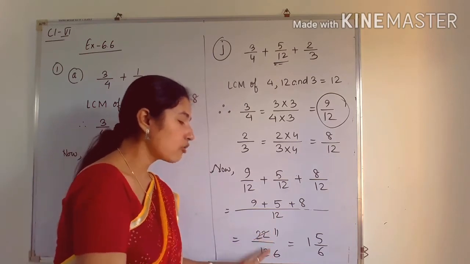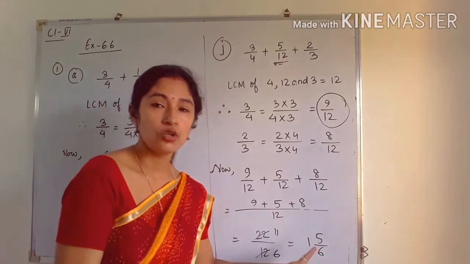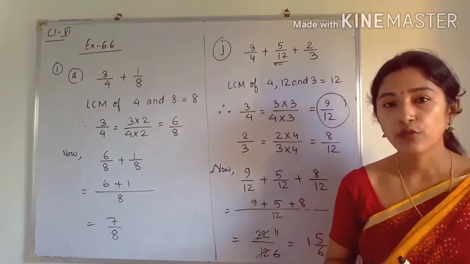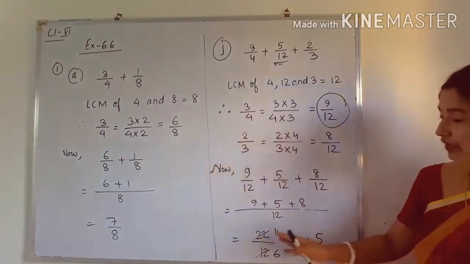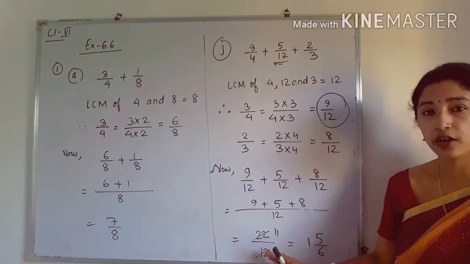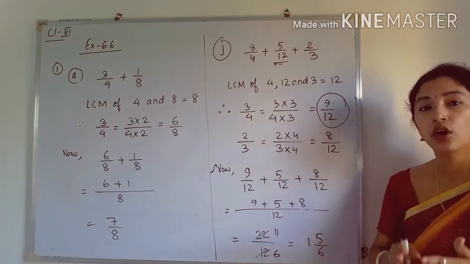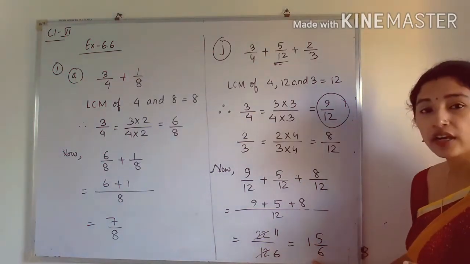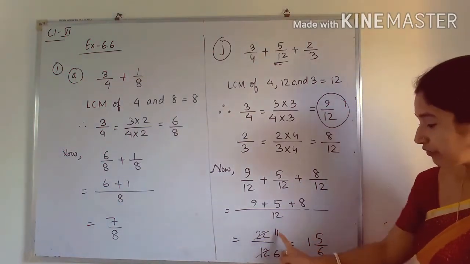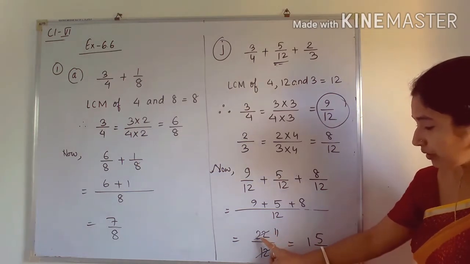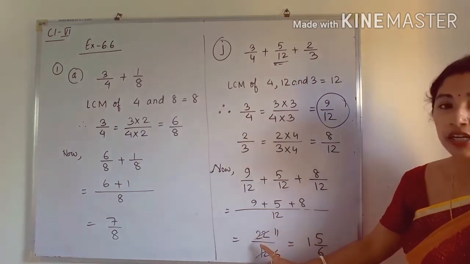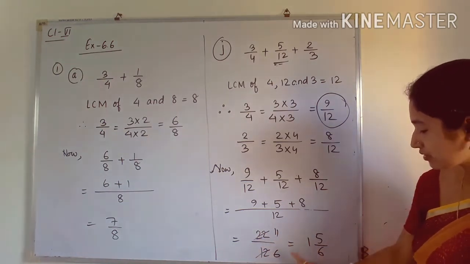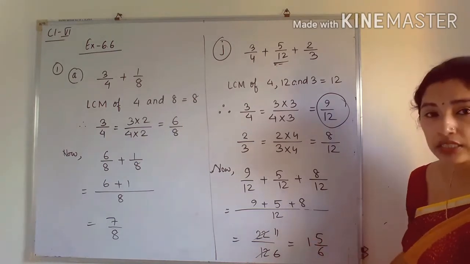After cancelling, you have to convert it into a mixed fraction. Many students have sent answers, but first of all, if the fraction is not in its lowest terms, you have to convert it into lowest terms. Then only convert it into a mixed fraction. So here we first reduced this fraction, cancelling with the help of the multiplication table of 2. 2 11s are 22, 2 6s are 12. So 11 by 6 we can write as 1 5 by 6 in mixed fraction.